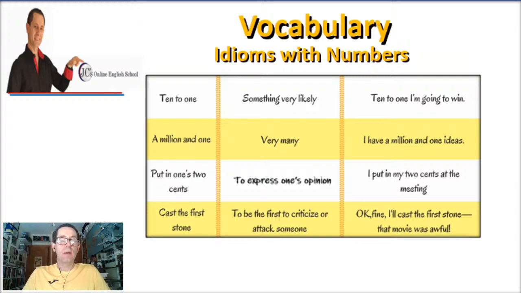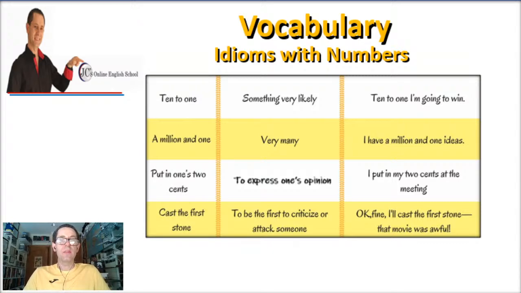Okay, number 3. "Put in one's 2 cents." That one is kind of idiomatic, of course. It is not literal. And that means to express one's opinion. For example, "I put in my 2 cents at the meeting." So I expressed my ideas. Okay, so that one is kind of hard.